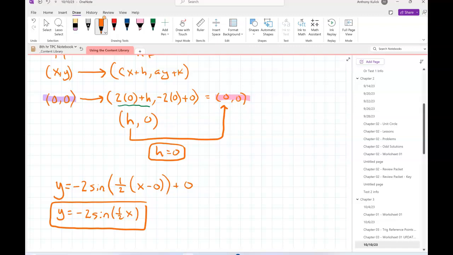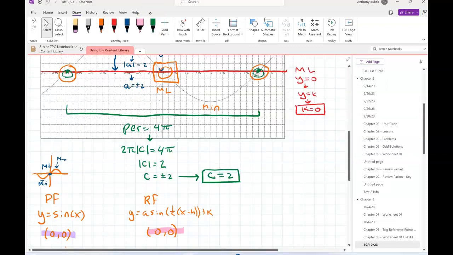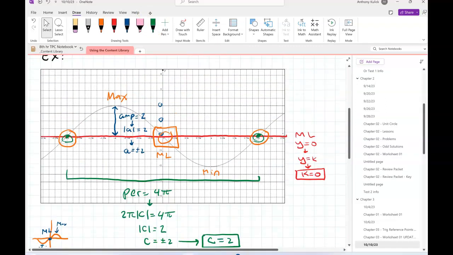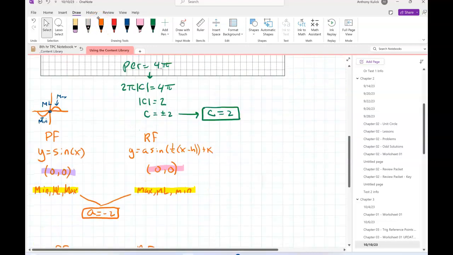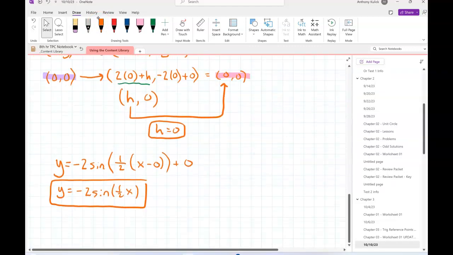How could I have gotten a different answer? Well, one way could have been, instead of choosing 0, 0 as my midline point, I could have chosen negative 2 pi, 0 or positive 2 pi, 0. If I did that, I would have a different answer. So that's one way you might have gotten a different answer.